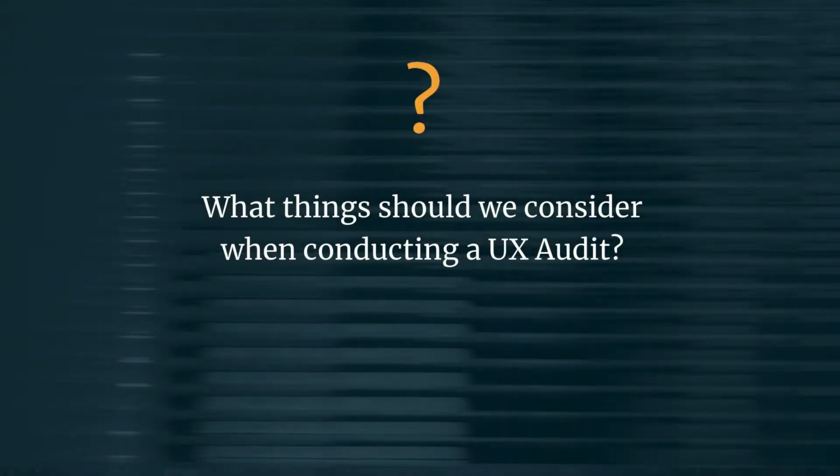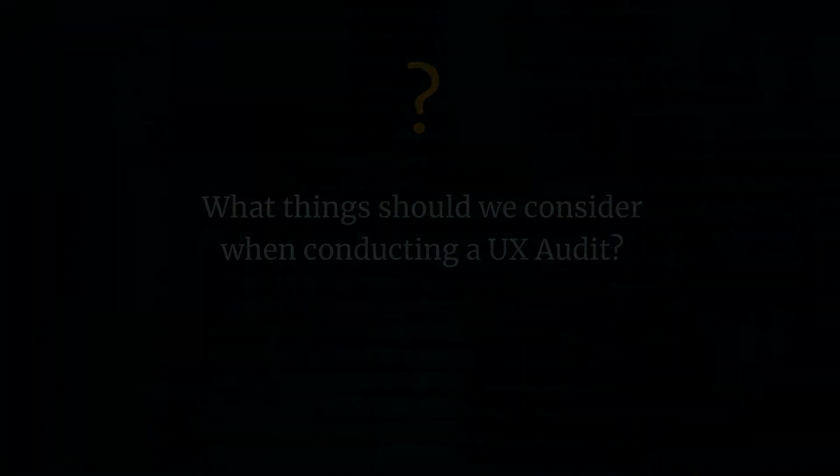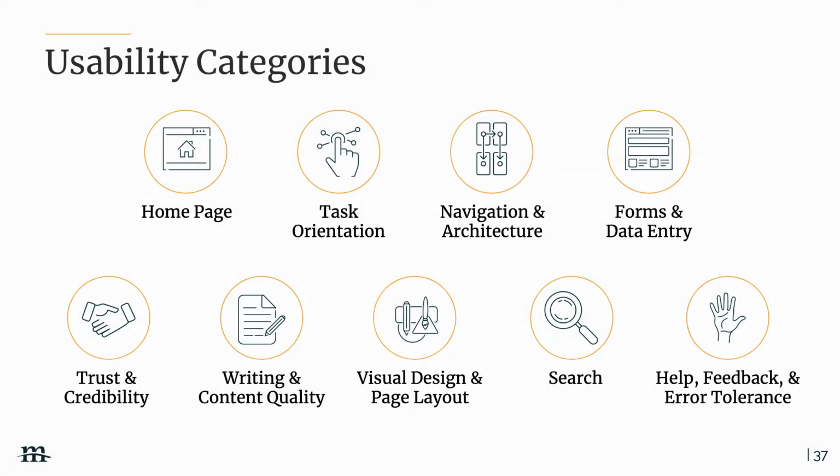What things should we consider when we're conducting a UX audit? During a UX audit, we apply standard usability guidelines that can significantly contribute to usability by promoting consistency, accessibility, and UX best practices. Here are the usability categories that we look at. The home page, for example: does the home page create a positive first impression would be a question we might ask. Task orientation: can the users complete common tasks quickly and efficiently?